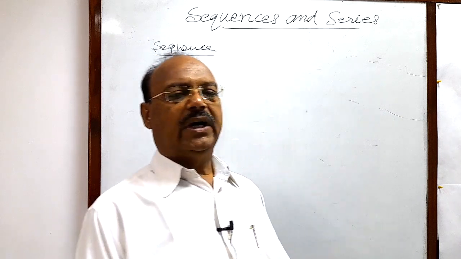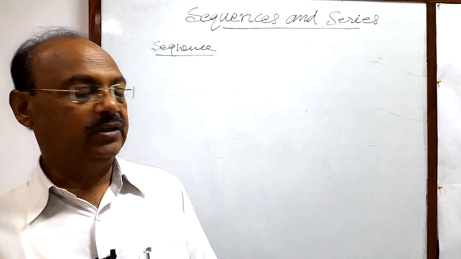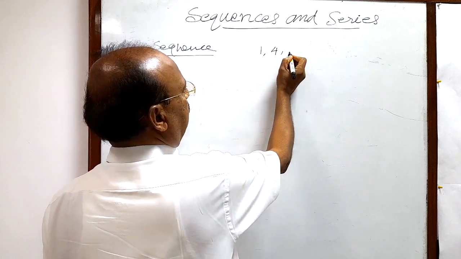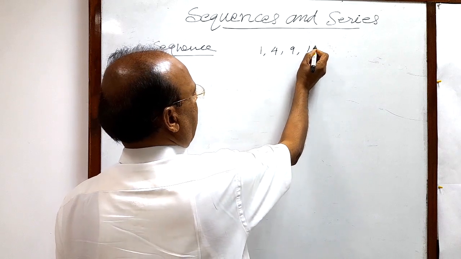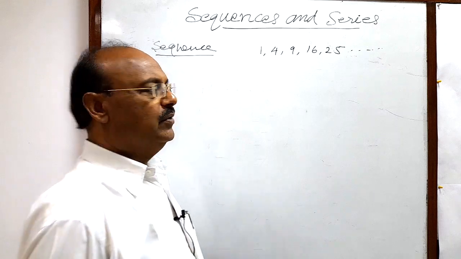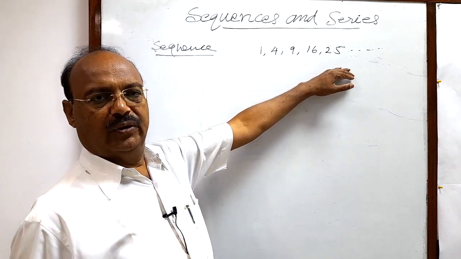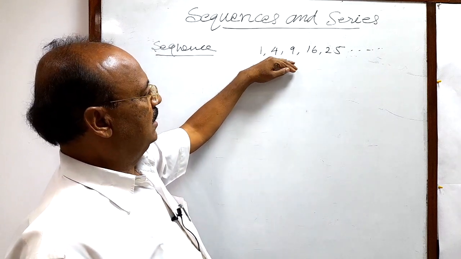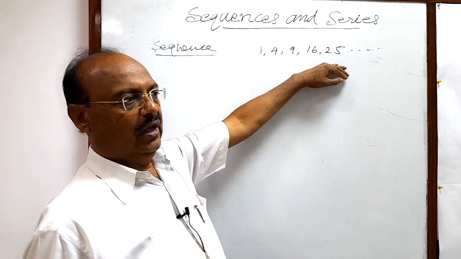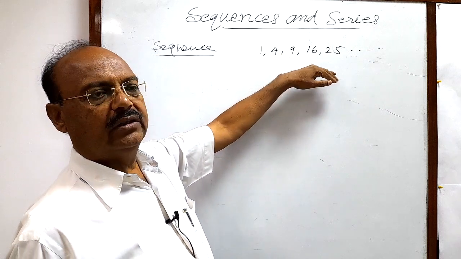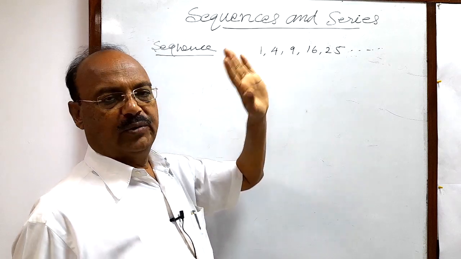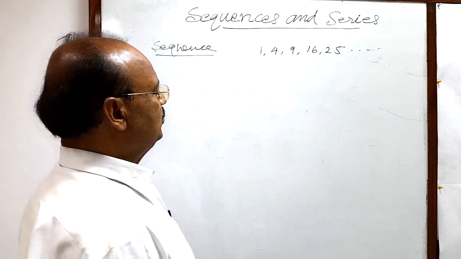Suppose you write squares of all natural numbers, like 1 square is 1, 2 square is 4, 3 square is 9, 4 square is 16, 5 square is 25, and so on. This is a sequence of numbers, okay? And these numbers have been set according to a particular rule. And what is that rule? Squaring all natural numbers.